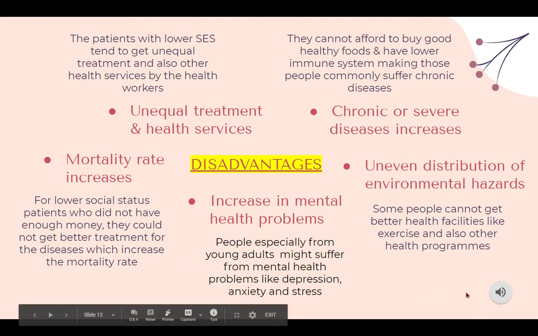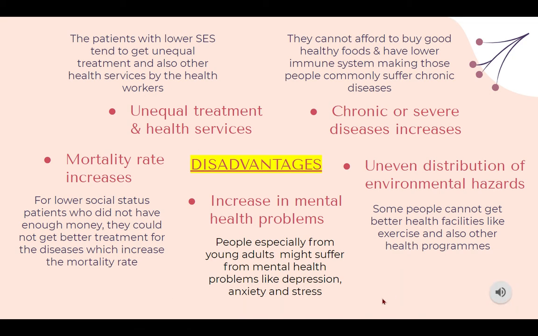The disadvantages of social mobility towards health are mostly for the lower socio-economic status people. It is because they tend to get unequal treatment and services, which lead to the increase in chronic disease, as they do not have enough money to buy good healthy foods and also have lower immune system. They also get uneven distributions of environmental hazards, such as exercise facilities and also health programs.